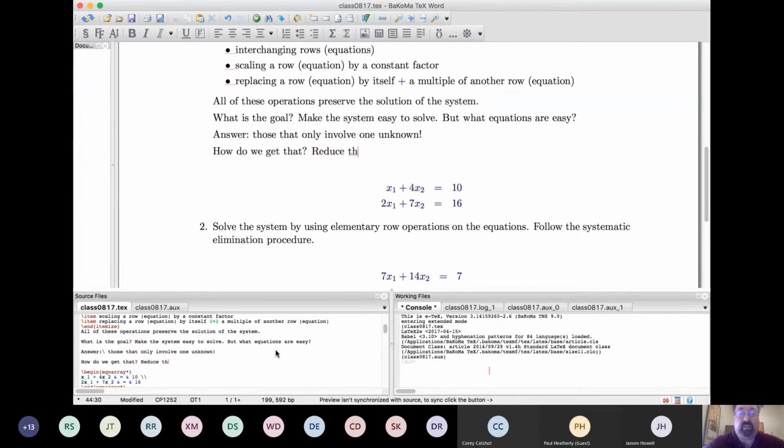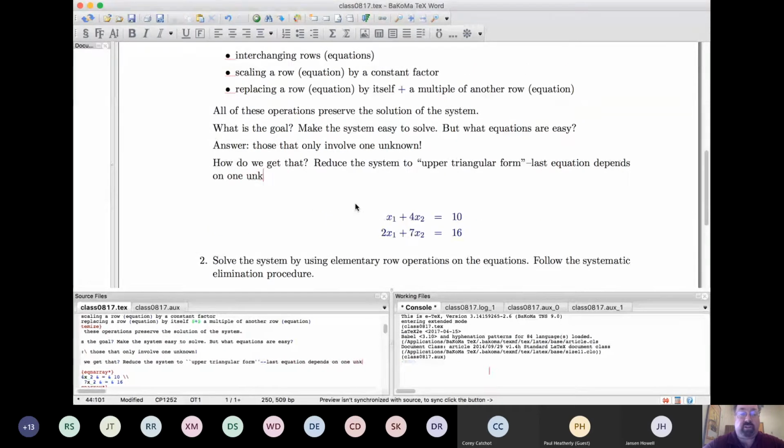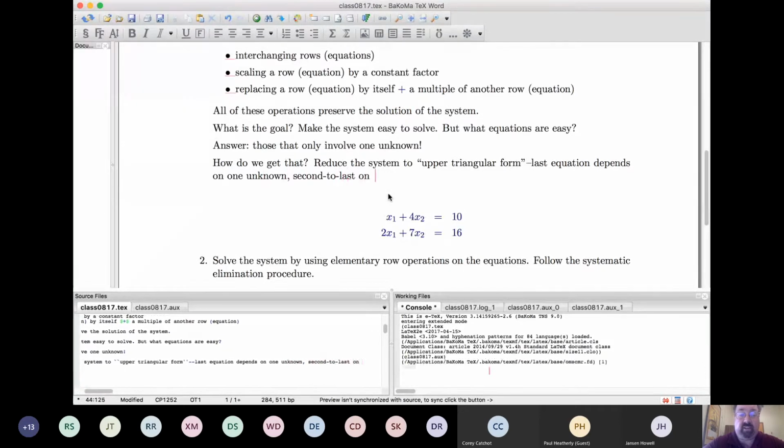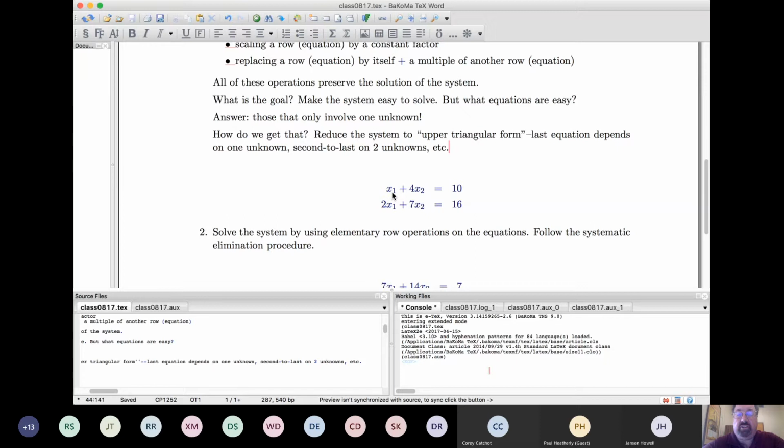So the idea is to reduce the system to what's called upper triangular form. And what do I mean by that? Once I actually carry it out, you'll see visually what I mean. But if I were to describe it in words, the last equation in the system depends on only one unknown. So the second equation would depend only on x2. The second to last could depend on two unknowns, third to last on three unknowns. So the first equation can depend on as many unknowns as you have. It doesn't matter. But each equation below it depends on one less.